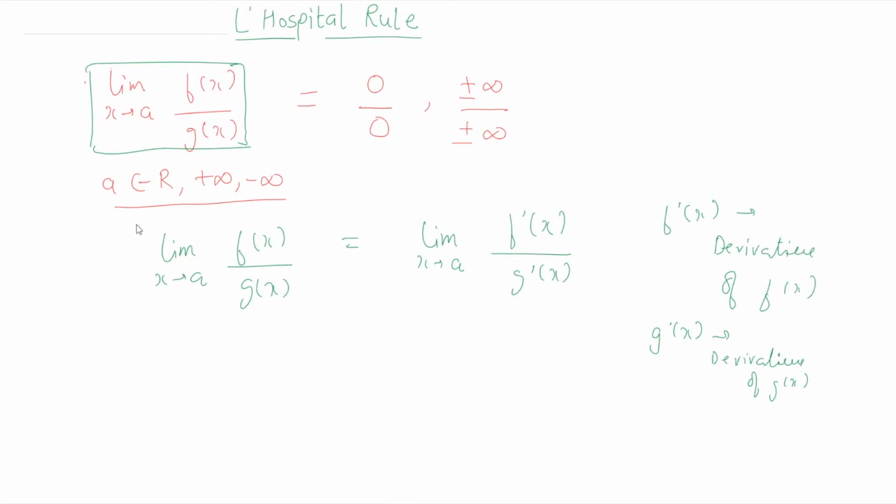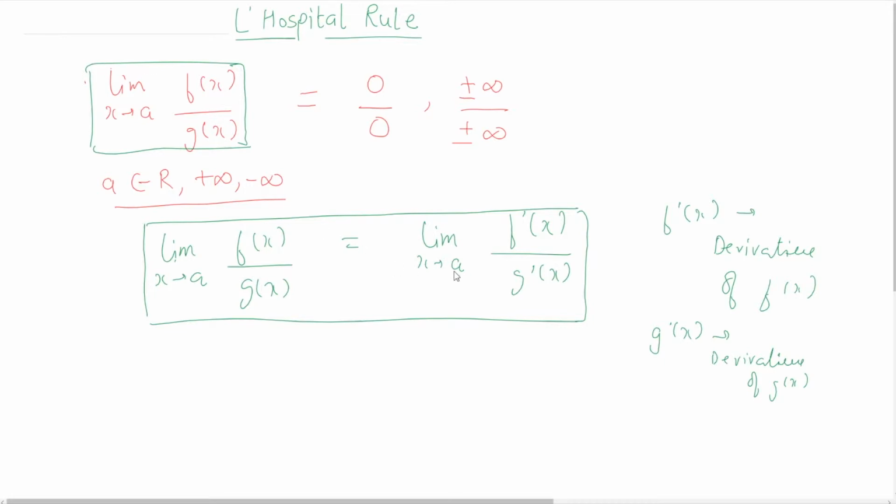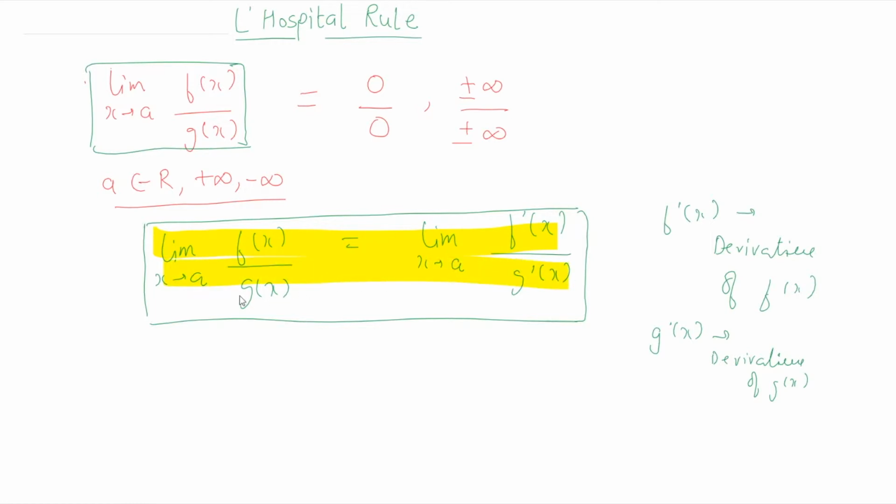Okay, so the rule is: the limit as x approaches a of f(x) over g(x), if it comes to either 0 by 0 or plus minus infinity over plus minus infinity, then we can evaluate it as the limit as x approaches a of f dash x over g dash x. That is, we differentiate the numerator function as well as the denominator function. And if it again comes as 0 by 0, then we again differentiate. So let's stick to single differentiation for now, right? This is the L'Hopital rule which I just introduced to you.